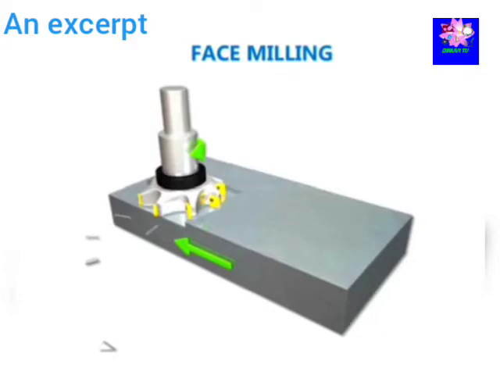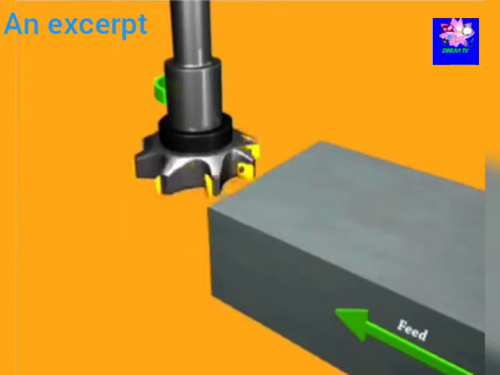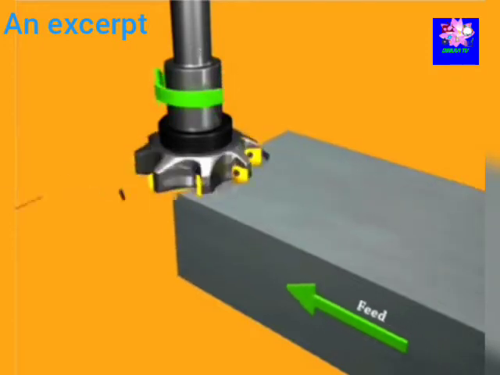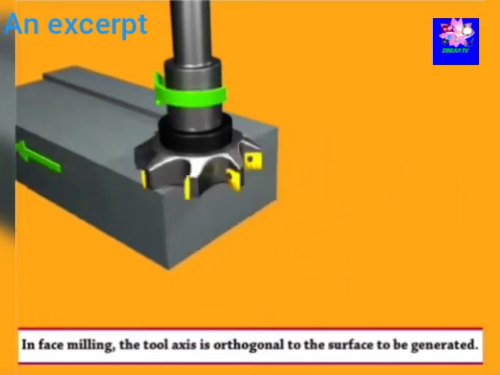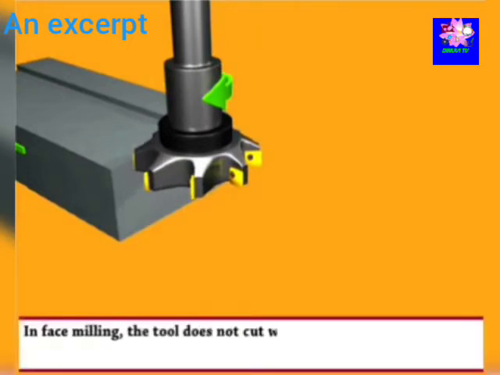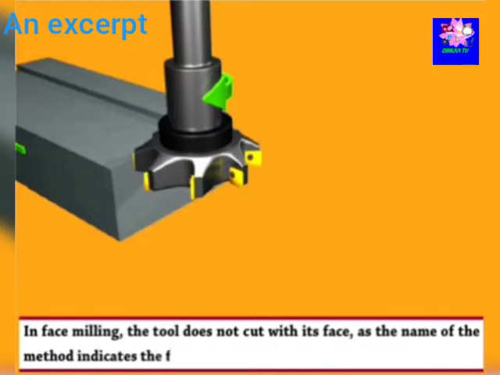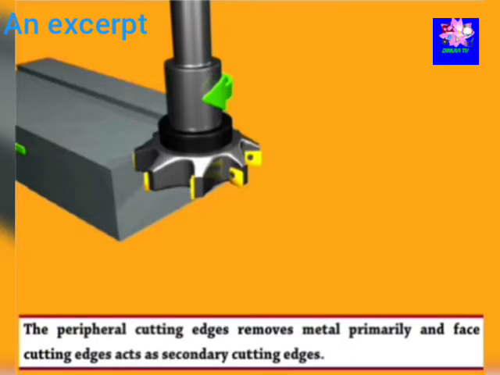Face milling. Face milling cutter. Workpiece. In face milling, the tool axis is orthogonal to the surface to be generated. In face milling, the tool does not cut with its face, as the name of the method, face milling, might indicate. The peripheral cutting edges remove metal primarily, and the face cutting edges act as secondary cutting edges.